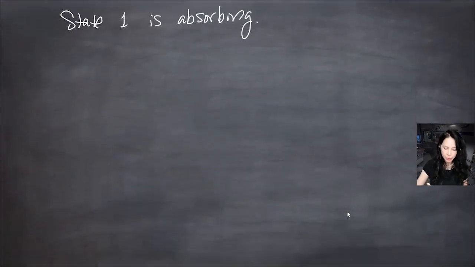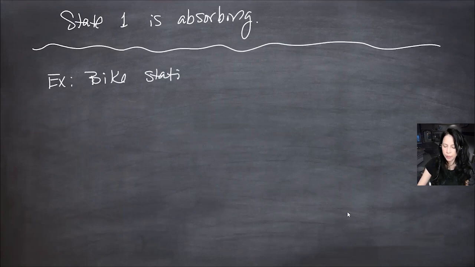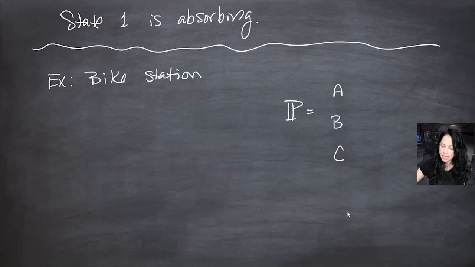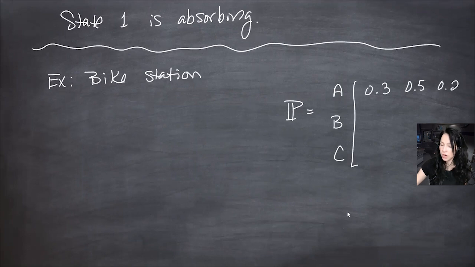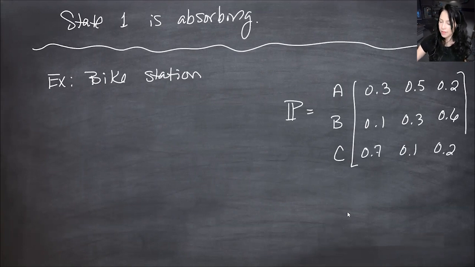Here is my example. We're going to go back to the bike station example. I'll remind you of what the matrix is. We were following one bike as it moved between stations called A, B, and C, and we had a probability transition matrix on A, B, and C. Across the top row, it was 0.3, 0.5, and 0.2. Across the next row, it was 0.1, 0.3, and 0.6. And across the last row, it was 0.7, 0.1, and 0.2. If any of those are actually not right, well, this is our new matrix for a different example.